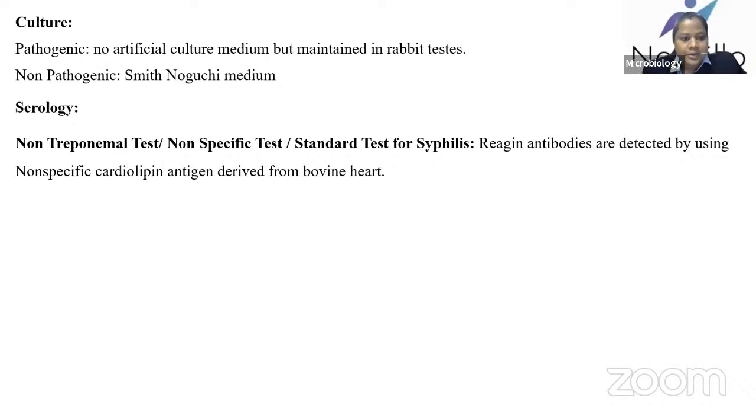So these tests are used to detect the reagin antibodies, and the antigen used here is the non-specific cardiolipin antigen that is derived from the bovine heart. So basically, the antigen that is used in this test is the cardiolipin antigen, and the antibodies detected are the reagin antibodies that are produced in the patients, right? So we'll see what the non-treponemal tests are that are in practice.